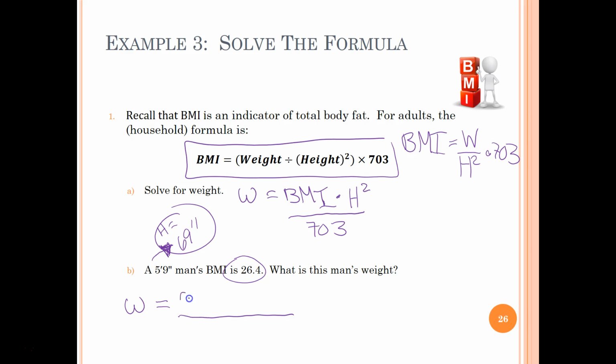So we have BMI 26.4 times height squared, 69 squared, divided by 703. So go ahead and work that out. And what you're going to find, take a second. Is that you get approximately, if we round to the nearest pound, 179 pounds. That would be this man's weight given his height and BMI.